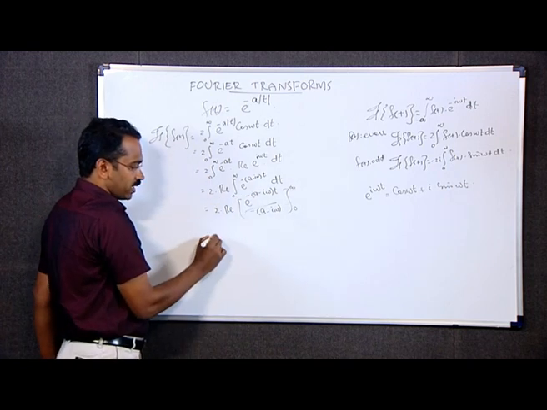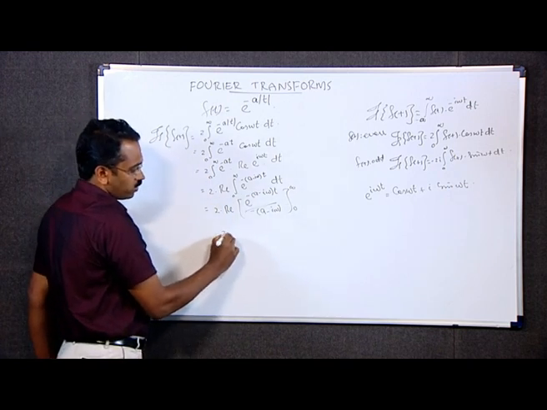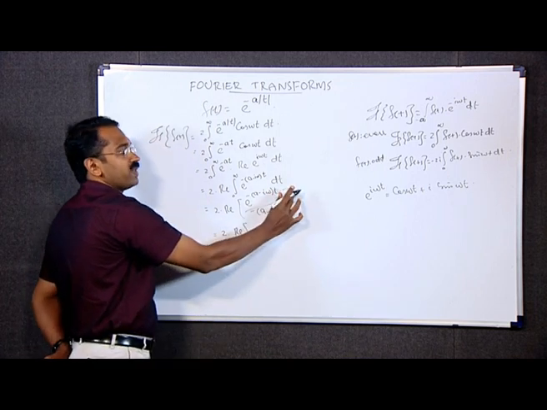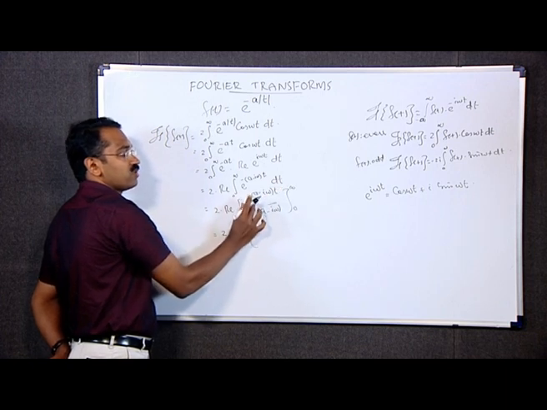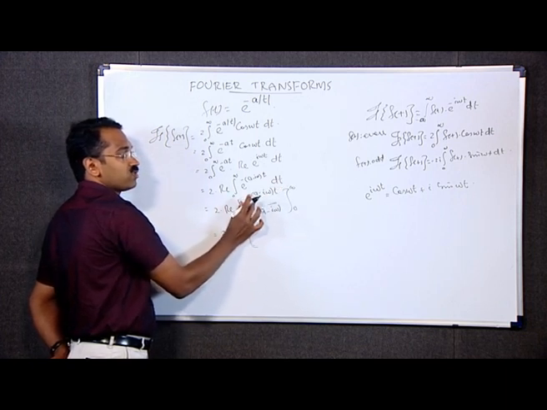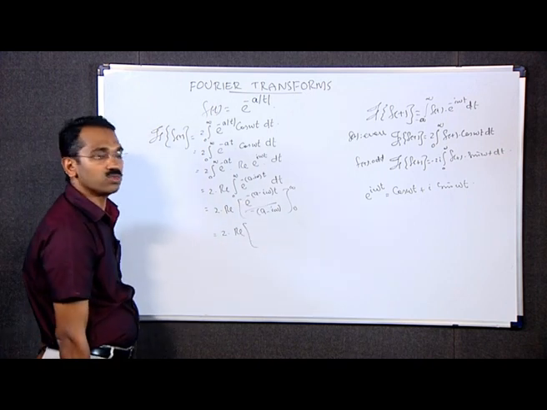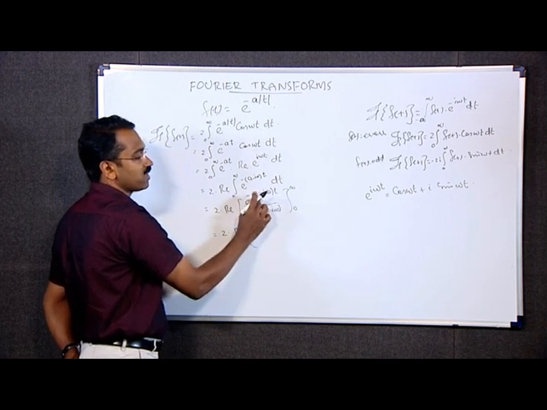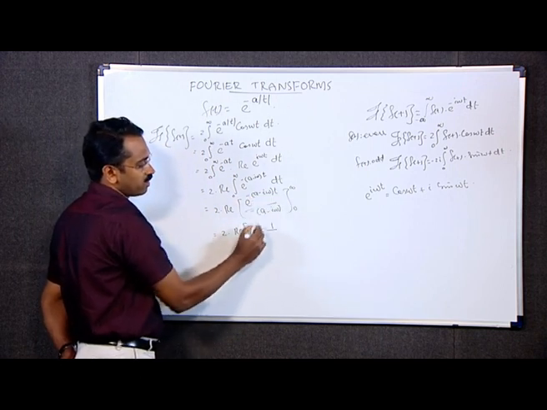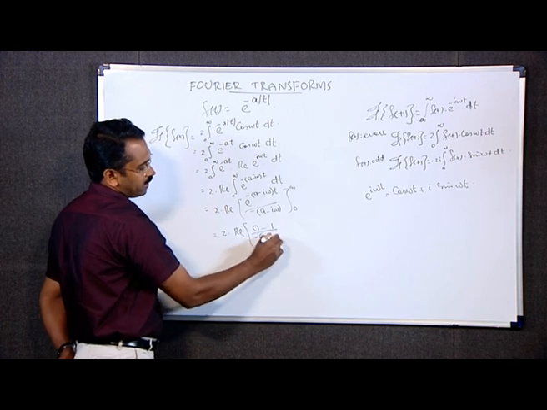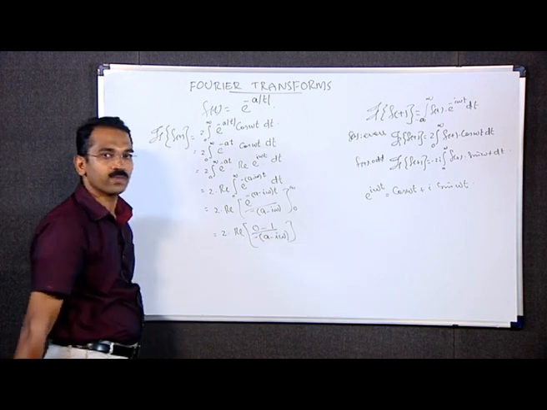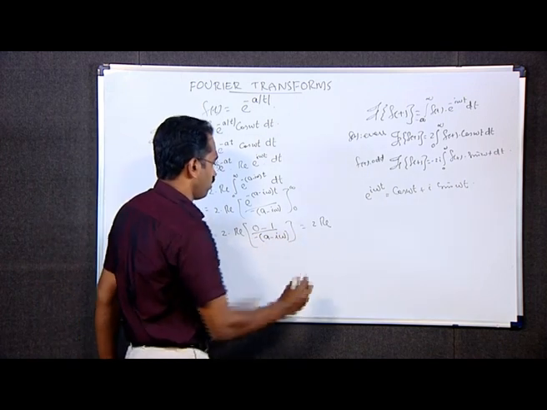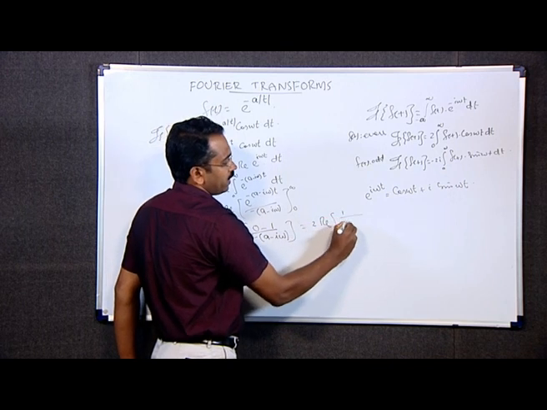Applying the limits, we get this equal to 2 times the real part of: when we apply the upper limit, e raised to this tends, the numerator tends to e raised to minus infinity, that is, tends to 0, minus, when t equals 0, this is e raised to 0, that is 1, divided by minus of (a minus I omega). That is equal to 2 times the real part of 1 divided by (a minus I omega).